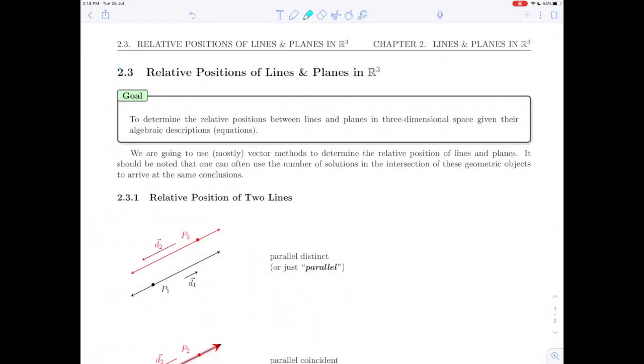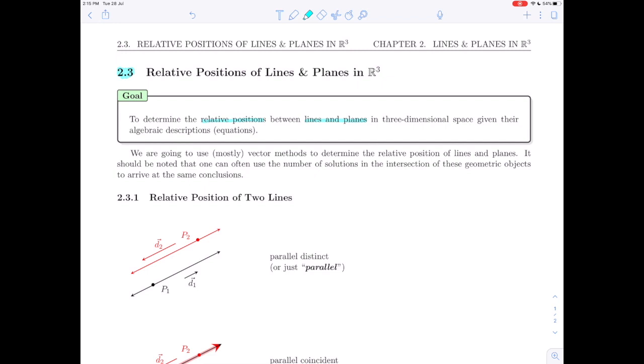Welcome to section 2.3, the relative positions of lines and planes in three-dimensional space. So now that we know a little bit about the equations of lines and planes in R3, how to describe them algebraically, we are going to look on the geometric side and determine the relative positions between lines and planes in 3D space given their equations.